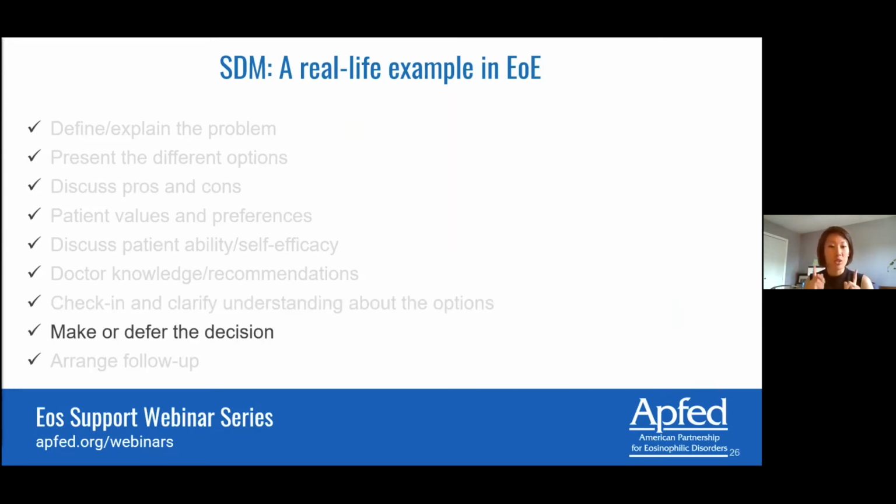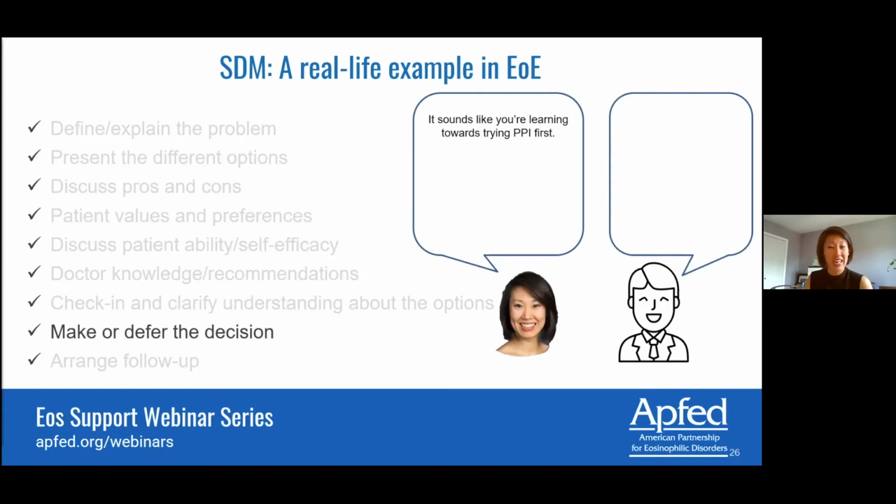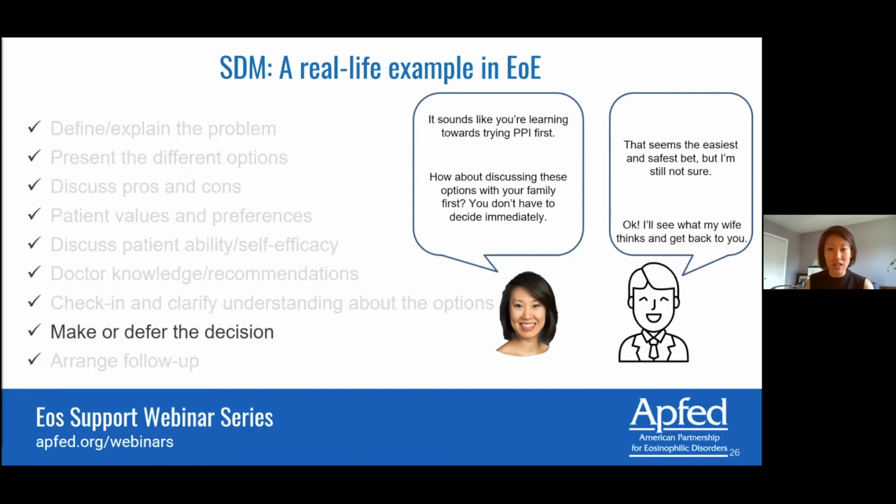And then almost finally, the next step is to make or defer the decision. So I said to the patient, well, it sounds like you're leaning towards trying a PPI first. And he thought, okay, this is the easiest and safest, but I'm not 100% sold yet. So I said, how about discussing some of these options with your family? You don't have to decide right now in this room in the next 20 minutes. And he thought that was a pretty good plan.